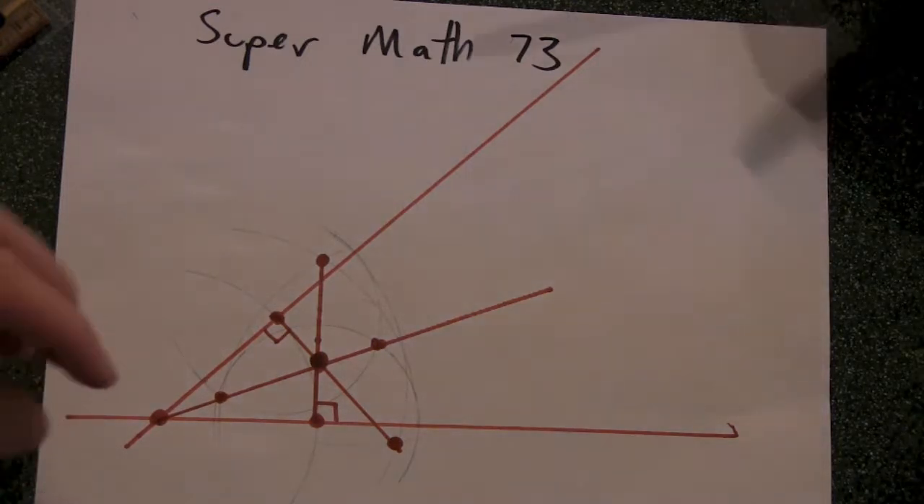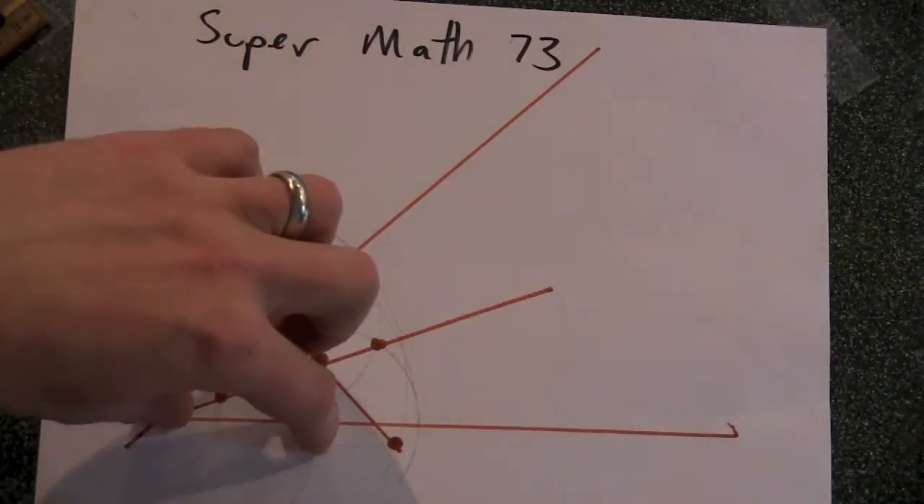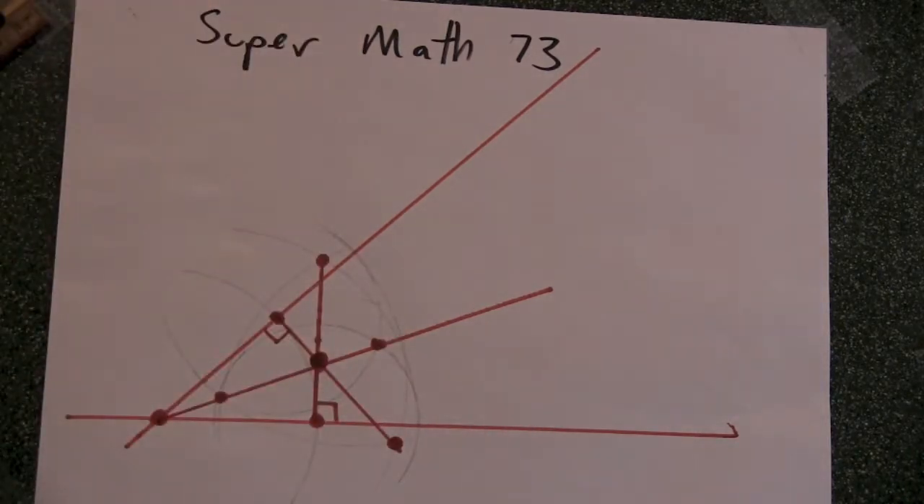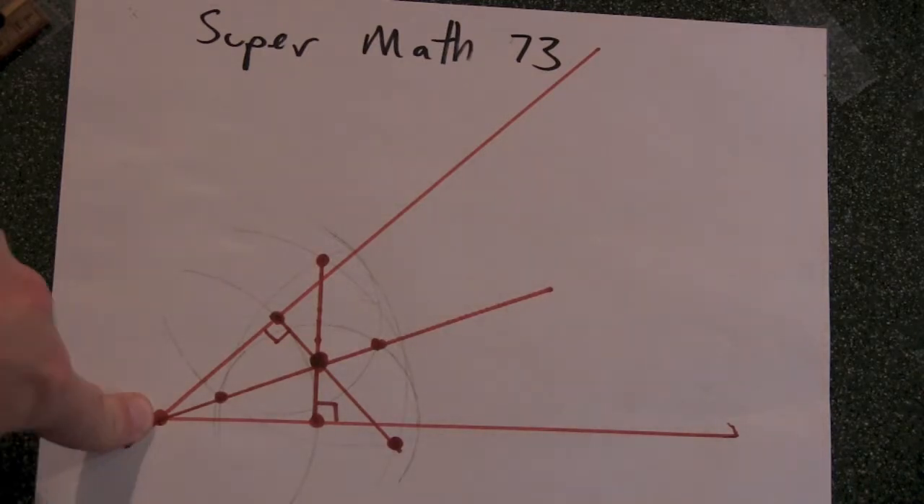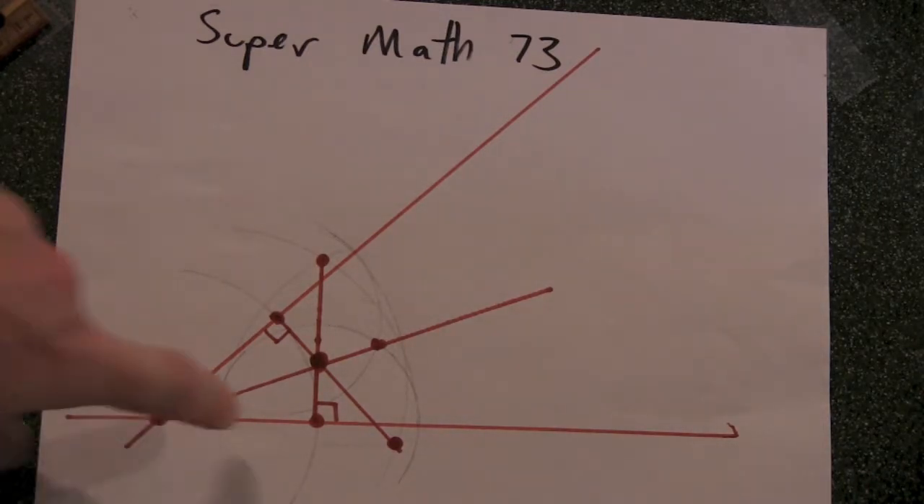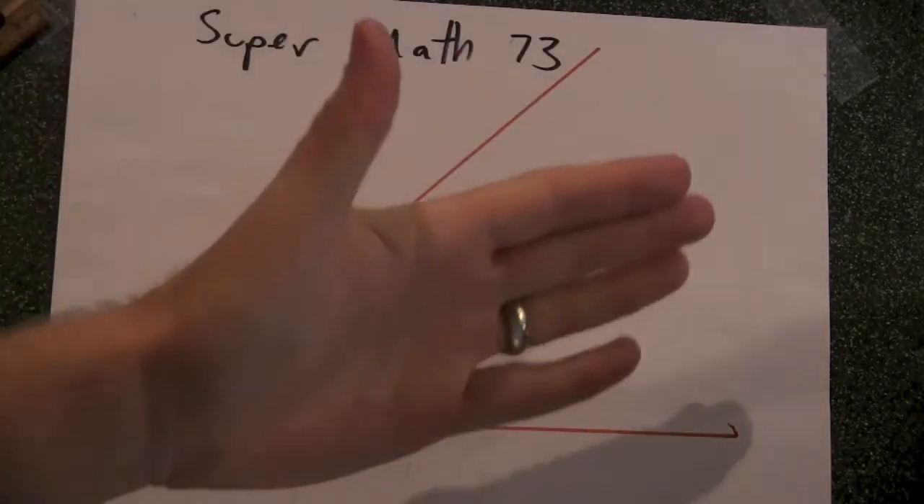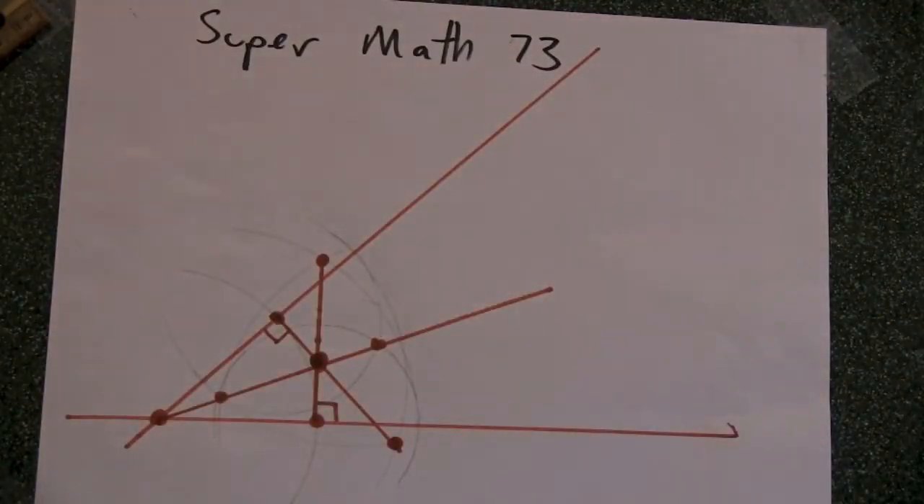So what did you do? You marked off 2 equal distances. And then you drew perpendiculars from those distances, and that intersection point is on the angle bisector. The vertex of the angle is also on the angle bisector. So once you have that point and that point, you can just draw the angle bisector. That is a very nice way to construct the angle bisector. Good job. Good job.